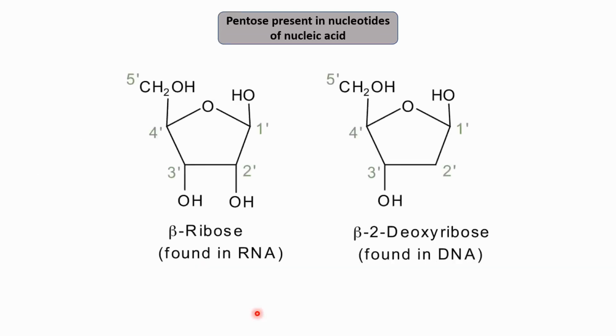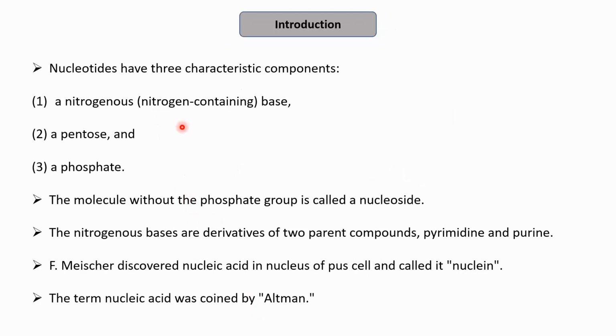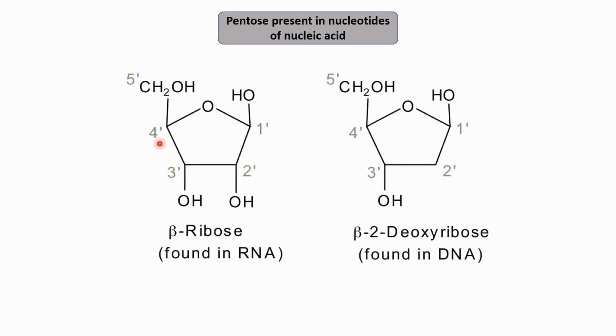As we discussed, the nucleotide has a pentose sugar. The nucleic acids are DNA and RNA, that is deoxyribonucleic acid and ribonucleic acid, which are also the genetic materials. In RNA and DNA, pentose sugar molecules are present. The pentose sugar in RNA is beta ribose, while in case of DNA, it is beta 2-deoxyribose. So we can see the differences clearly in the RNA and DNA.